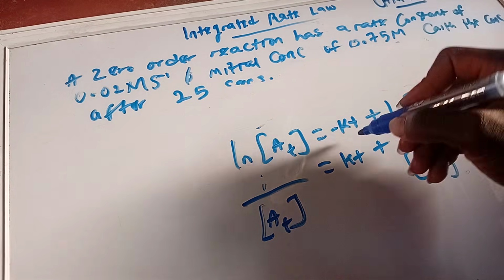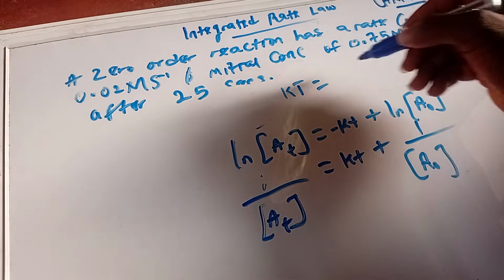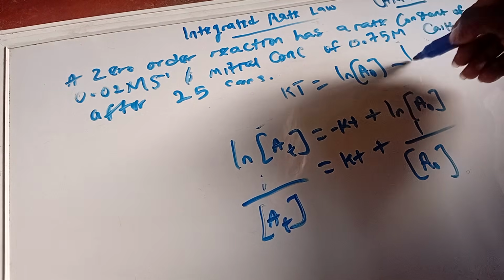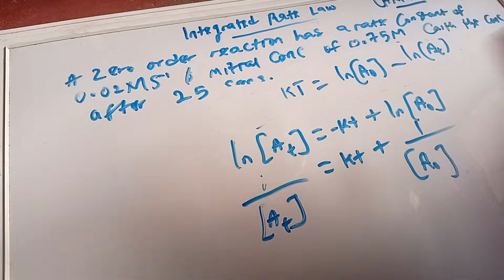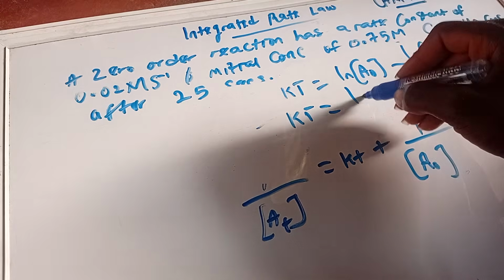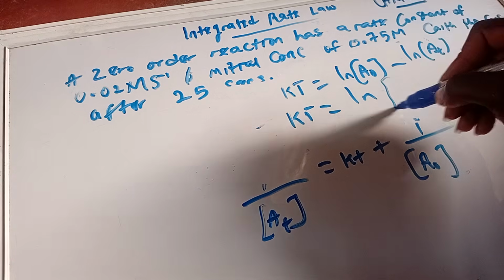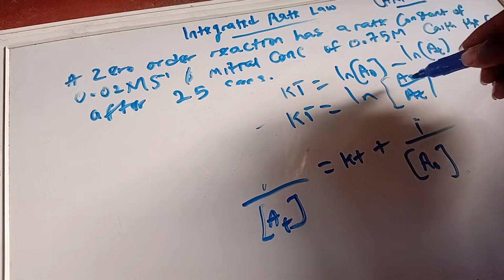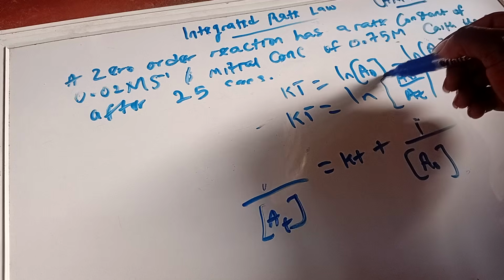How? Now let's make k the subject of the formula. If this comes to the other side to become kt equals to what? ln A0. If this one comes to the other side, minus what? ln At, right? We transform this to this. So this one becomes kt equals to what? Now if you have ln A minus ln B, same thing as ln A over B. This one gives us what? A0 over At.